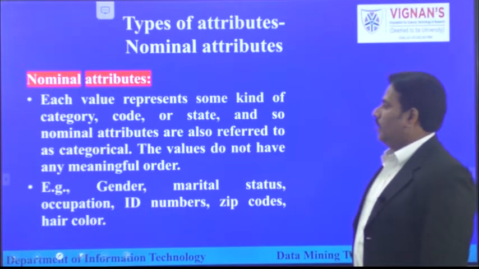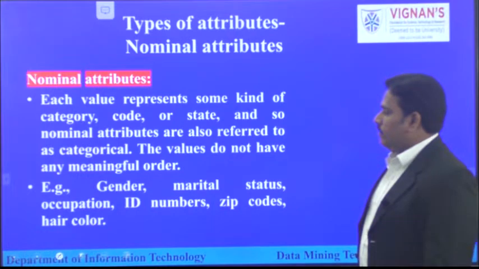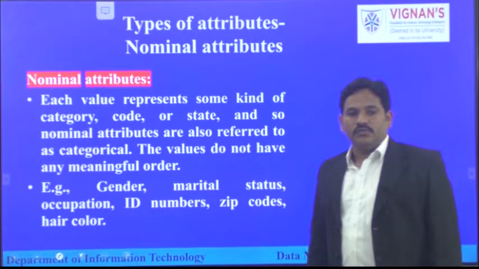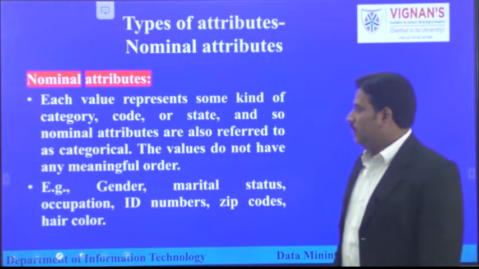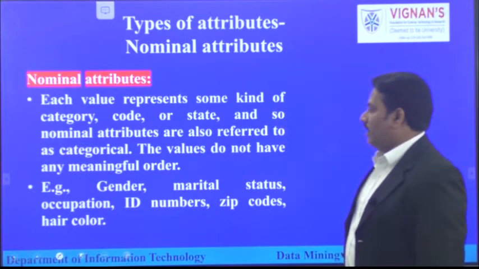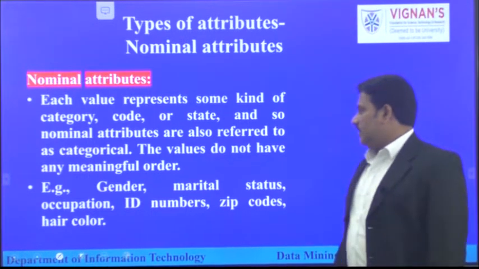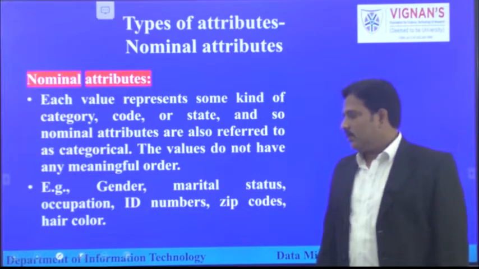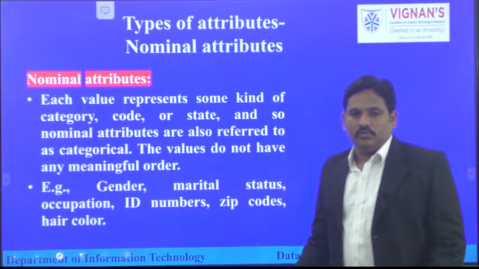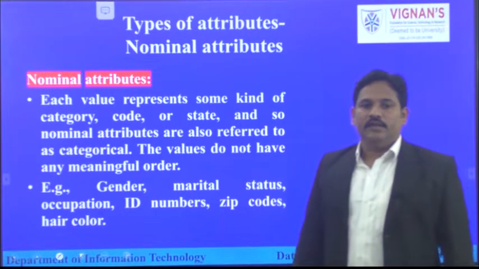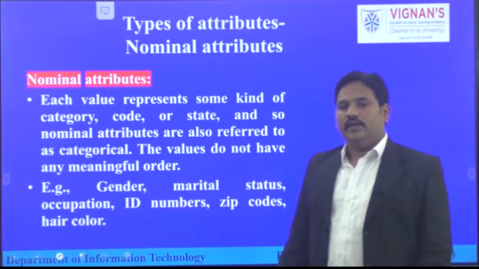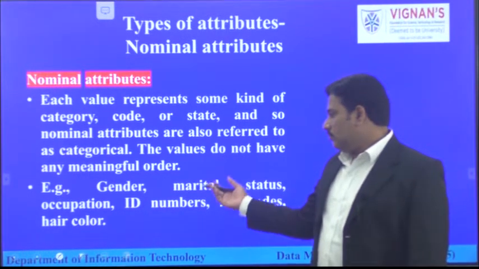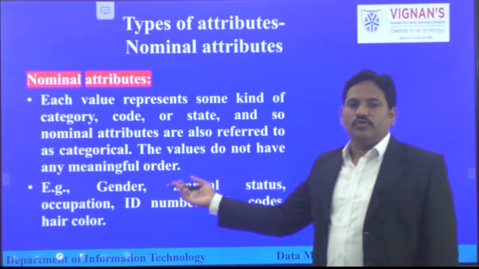First we will move to the nominal attribute. When we are able to categorize or group a set of values, we can call it a nominal value. Each value represents some kind of category, code or state, and nominal attributes are also referred to as categorical attributes. For example, if you want to store gender information, the gender may carry three different values: male, female or transgender. For the gender attribute there are only three possible values.